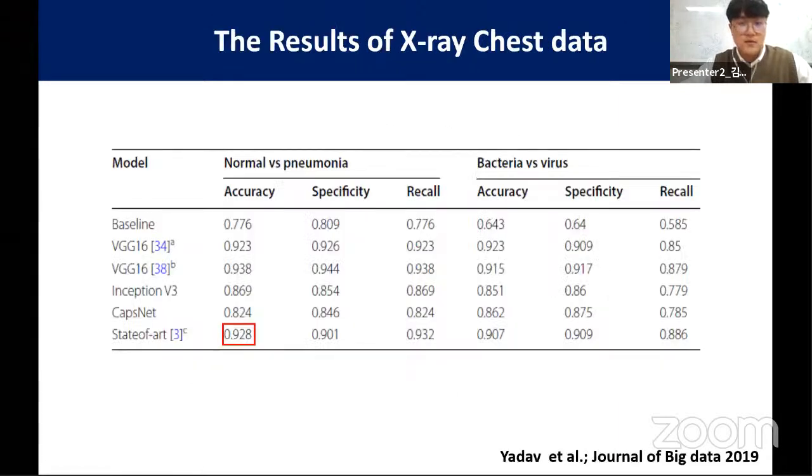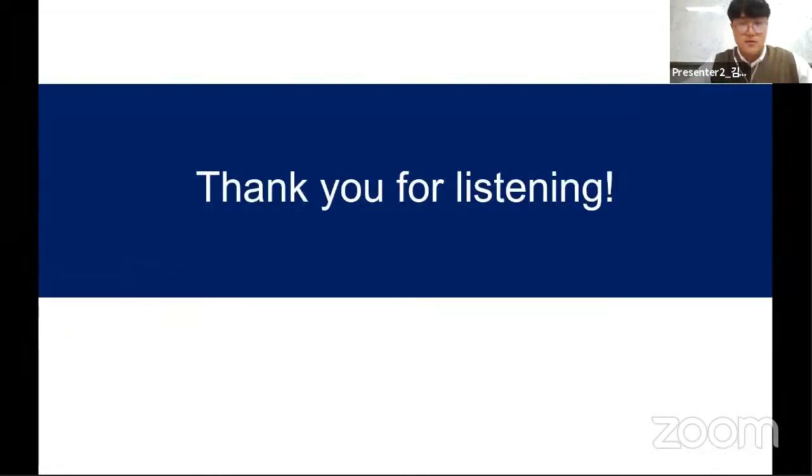This table shows the results on the chest X-ray set from a Journal of Big Data paper. Many learning-based methods show good performance in terms of accuracy. Especially, state-of-the-art methods at this time show 92% accuracy for distinguishing whether images are normal or pneumonia. Recent improvements from deep learning have an impact on various fields of medical imaging, so we expect deep learning to lead to more enhancement in these fields. This is the end of my presentation. Thank you for listening.